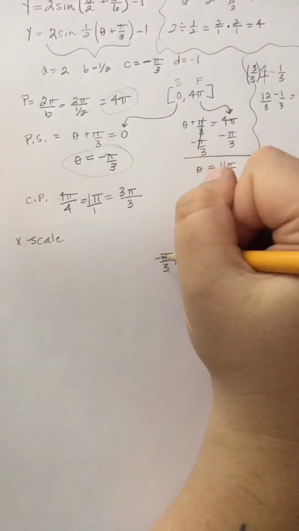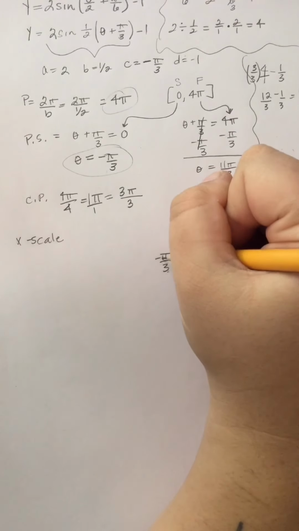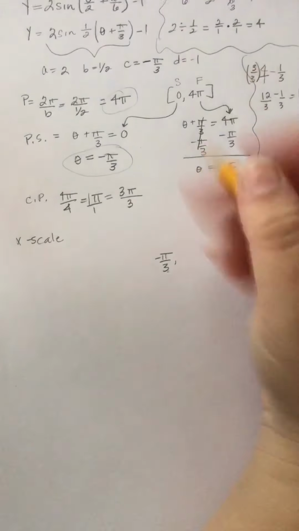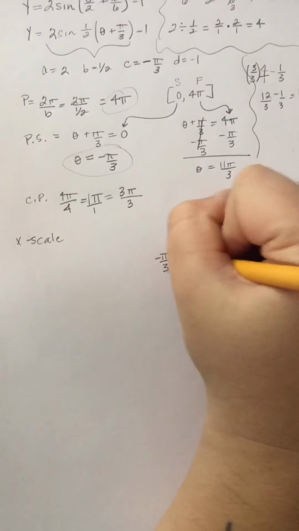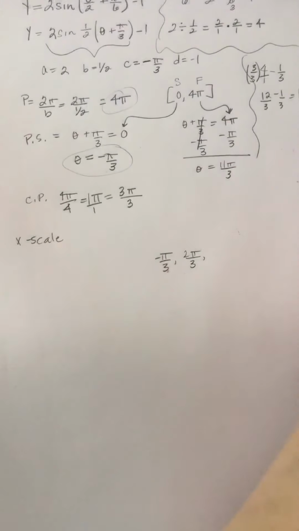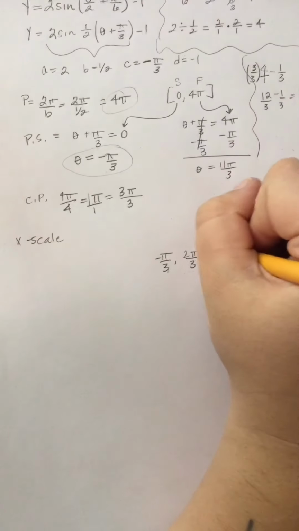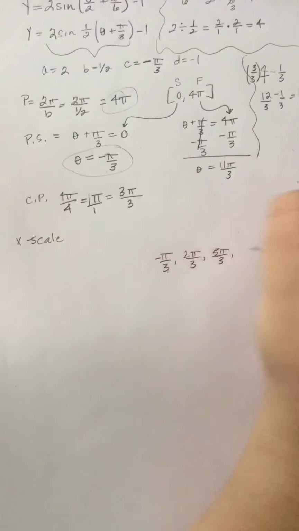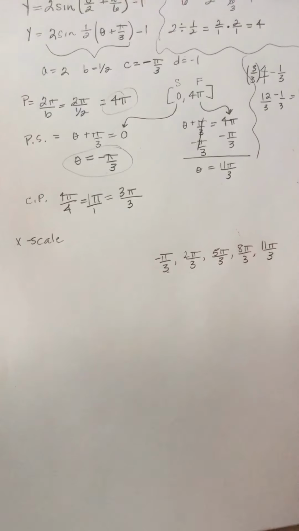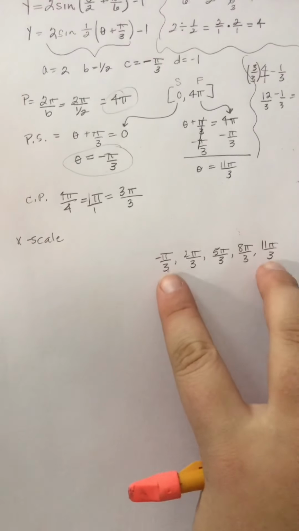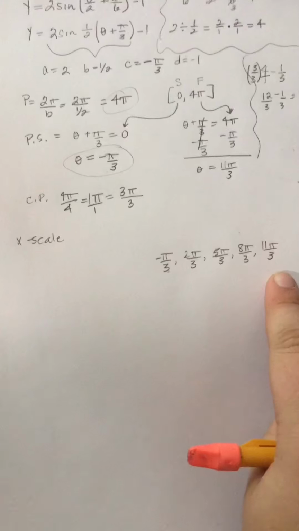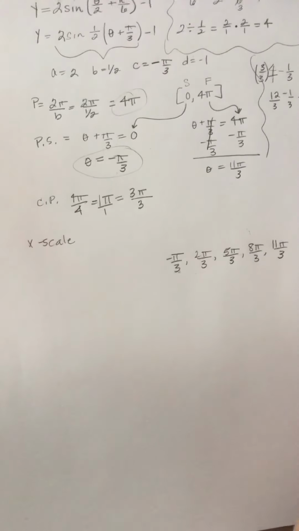Okay, so what is negative pi, which is technically negative 1, plus 3? Well, that's going to give us 2 pi over 3. Now add another 3 pi over 3. We're going to get 5 pi over 3. Add another, we're going to get 8 pi over 3. And we should end at 11 pi over 3. Okay? So what this does is this takes the length of our cycle and divides it equally into 4 parts. Okay? And let's go ahead and do a balanced graph, which means you have one cycle to the left and one cycle to the right of your starting point.